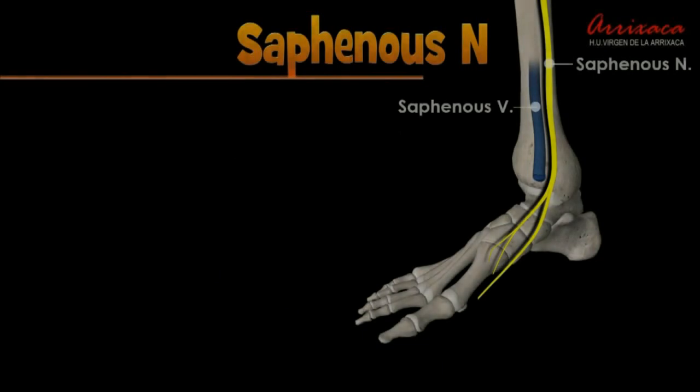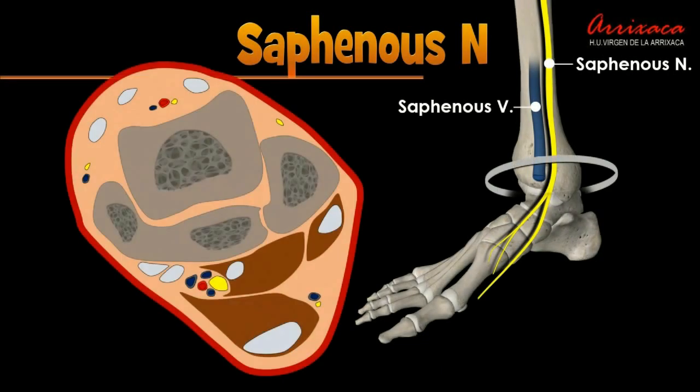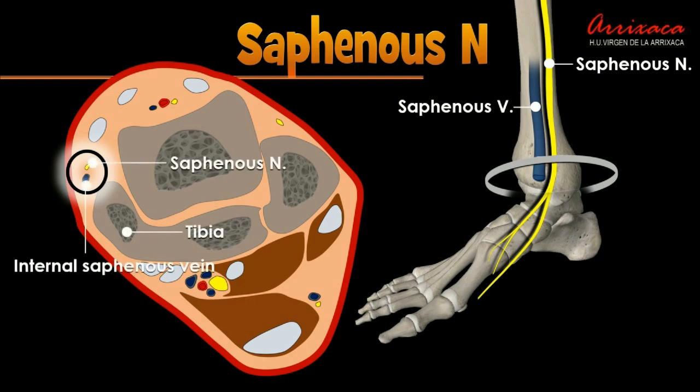The saphenous nerve is the largest cutaneous branch of the femoral nerve, and it is a strictly sensory nerve with zero motor function. It is accompanied by the great saphenous vein, descends behind the medial border of the tibia, and at the lower third of the leg divides into 2 branches.